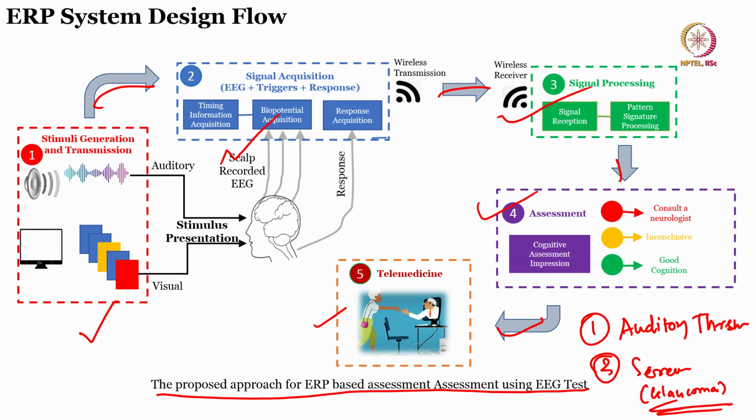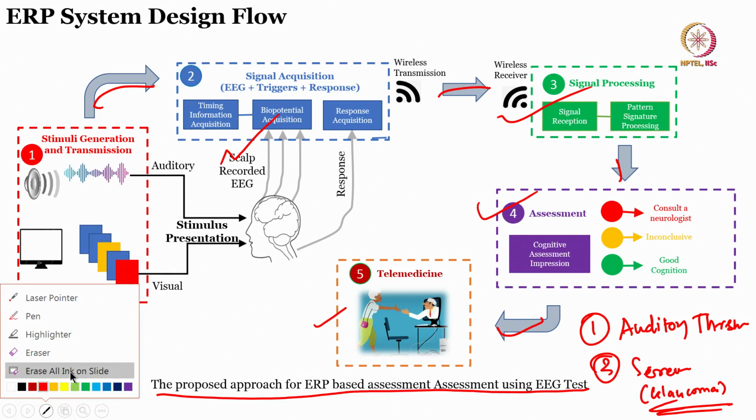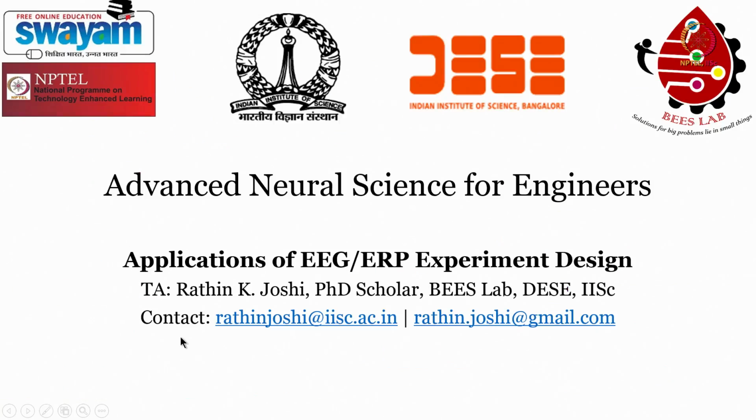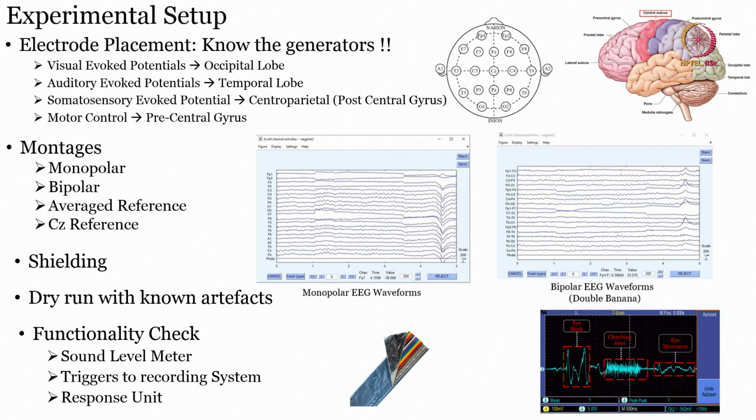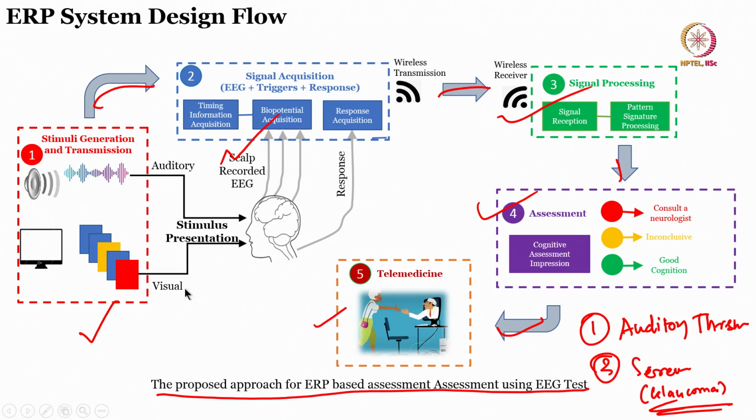So this is a gist of what I wanted you to know about EEG ERP experimentation, how to design it, which is very important, and what things we need to take care of. Next time when we meet, we'll see the known applications quickly and what protocols you need to think about. So till then, all of you please take care.